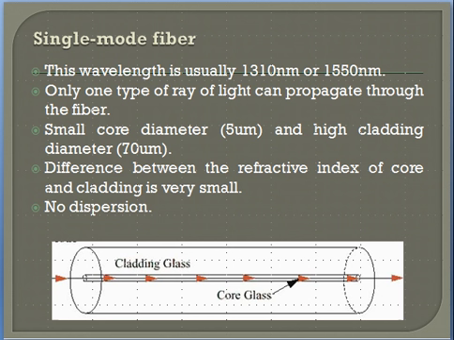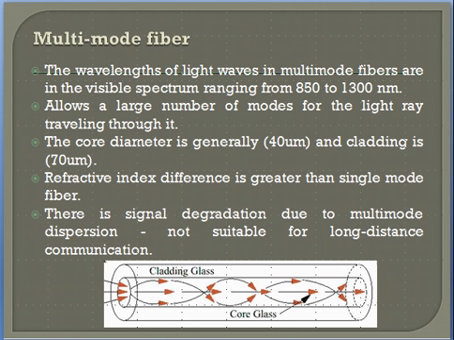And the second type of classification is called a multi-mode fiber. The wavelength of light waves in multi-mode fiber is in the visible spectrum, ranging from 850 nanometer to 1300 nanometer. This multi-mode fiber allows a large number of modes for the light ray traveling through it. The core diameter is generally 40 micrometer and that of cladding is 70 micrometer.